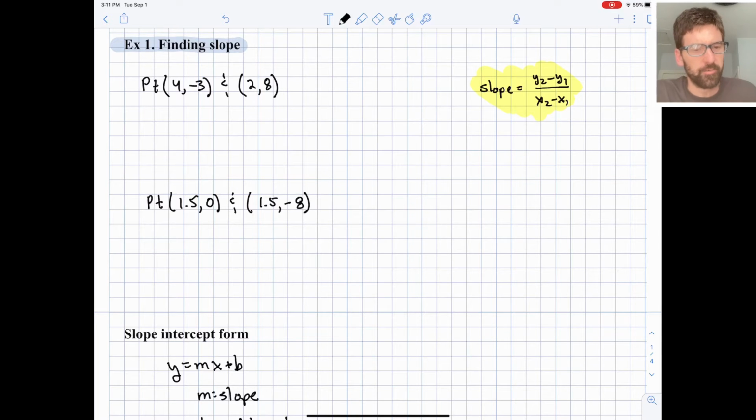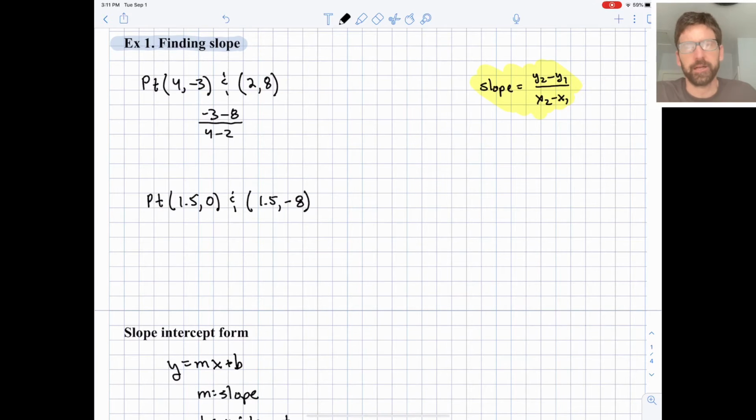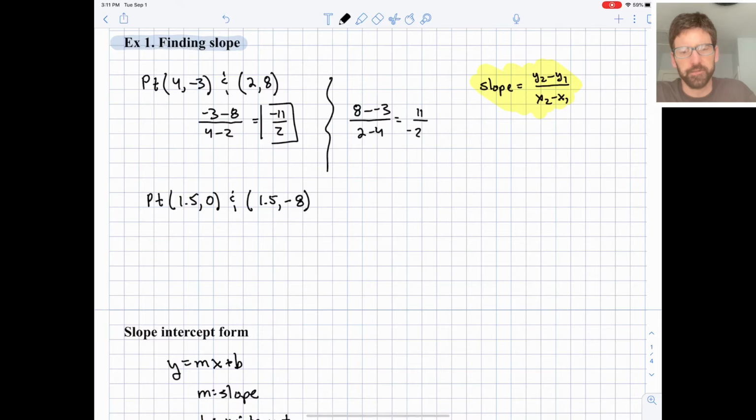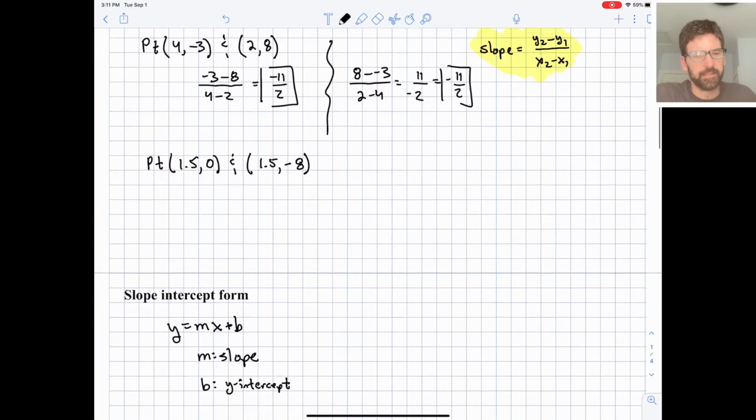So let's subtract our y's, -3 minus 8, divided by a subtraction of the x's, 4 minus 2. Write all your negative signs down. Don't try to do stuff in your head. This is -11 over 2. And I think a fraction is probably easiest as a final answer. By the way, I'll only do this once. If we subtract in the opposite order, 8 minus a -3 divided by 2 minus 4, we would get 11 over -2, which is still -11/2. So we do get the same answer. But just go left to right, it's easiest.